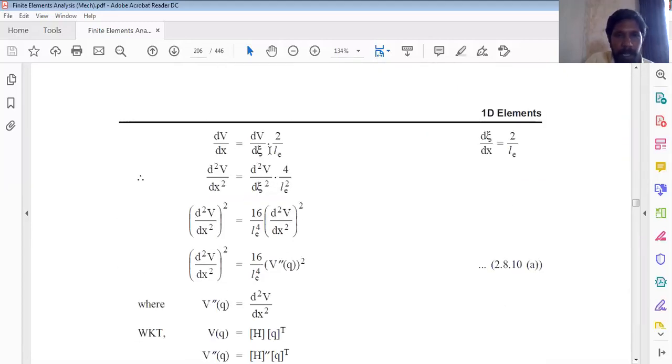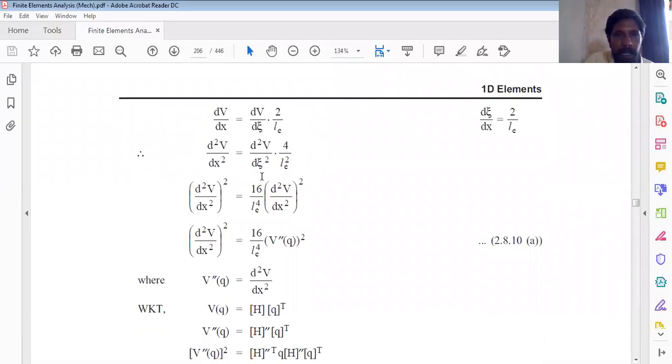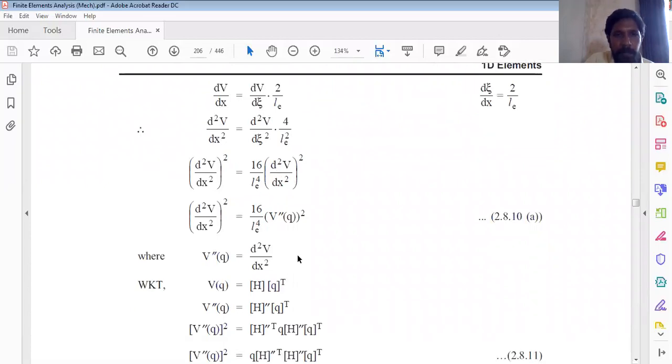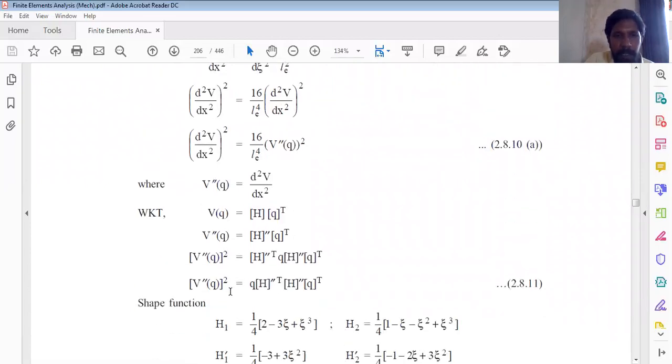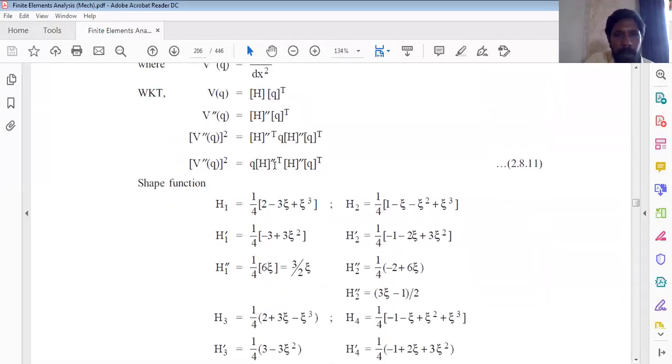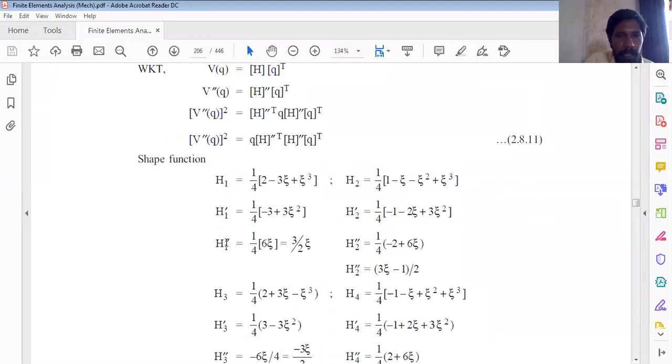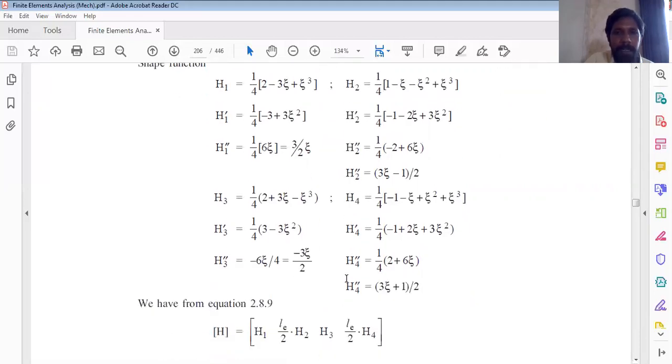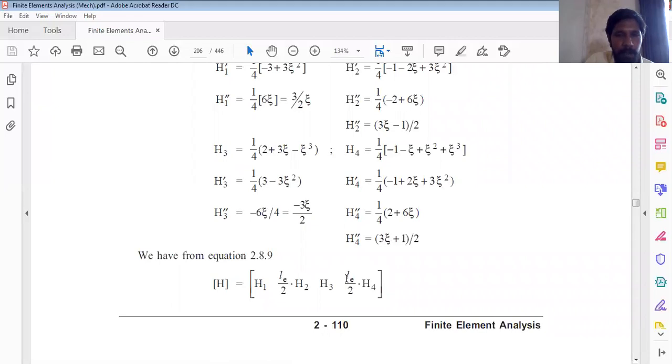So dv by dx can be written as dv by d zeta into 2 divided by Le. For this, what we need is d square v by dx square. So we can have another differentiation here, and the square of this will be this term. So (V double dash q) whole square can be written as q transpose H double dash transpose H double dash q. Here, what we need is the double differentiation of the H terms. So H1 you have to differentiate twice with respect to zeta. Similarly, H2, H3, H4 are considered and differentiated with respect to zeta twice.